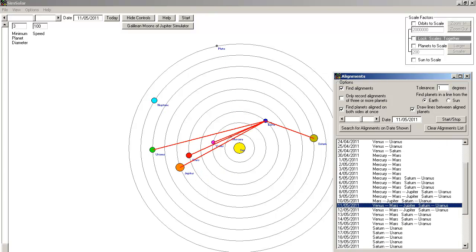The 11th and 12th of May brings a very interesting alignment between the Earth, Venus, Mars and Jupiter, as well as Saturn, Earth and Uranus. Please remember that this chart is not to scale, so the alignments appear bent in this view.